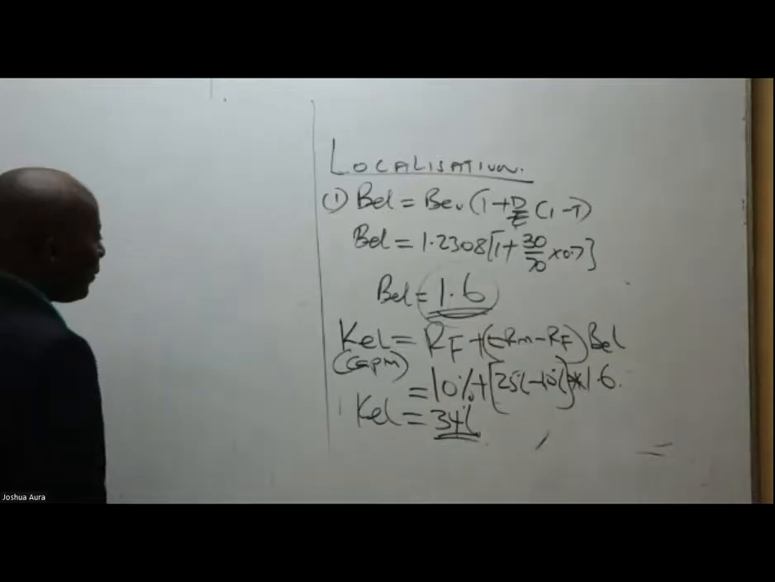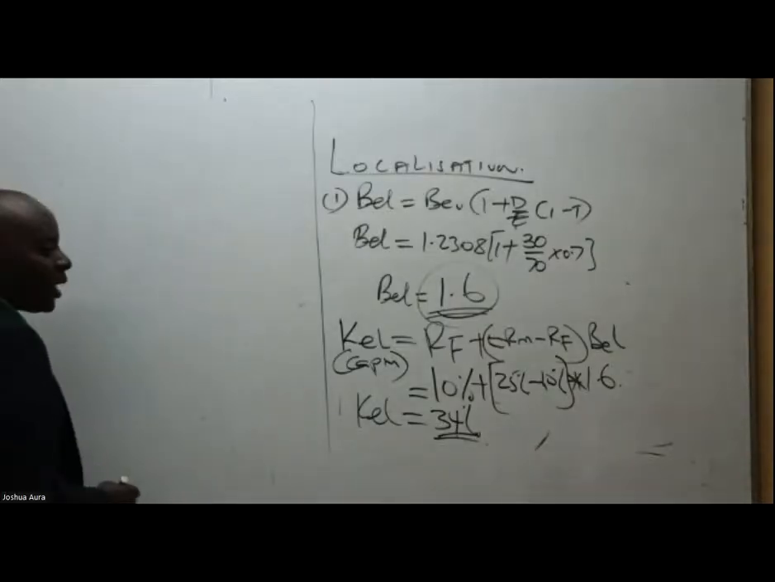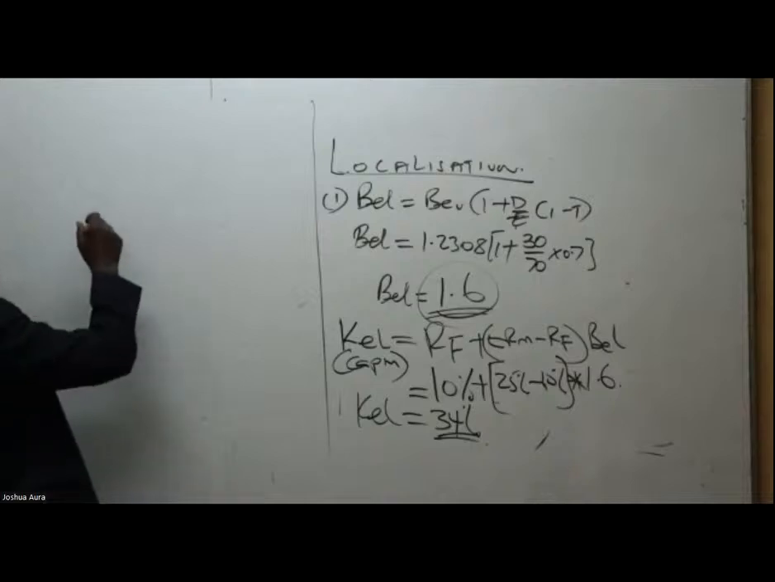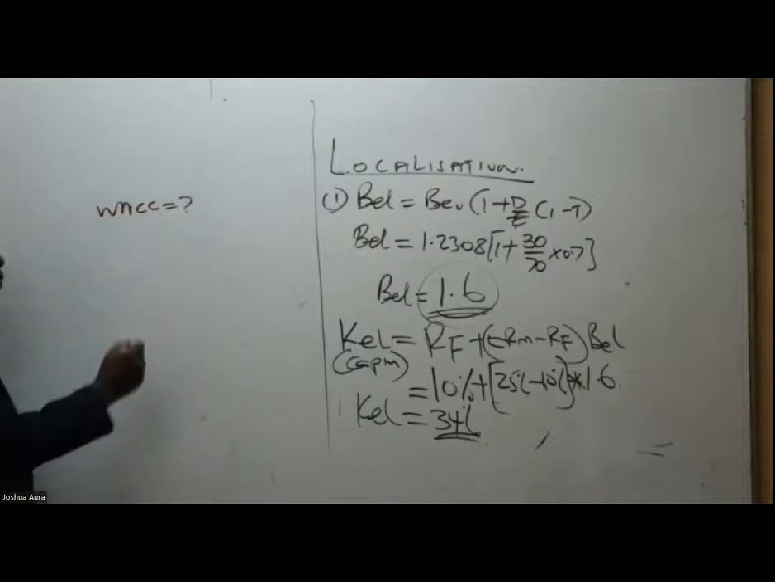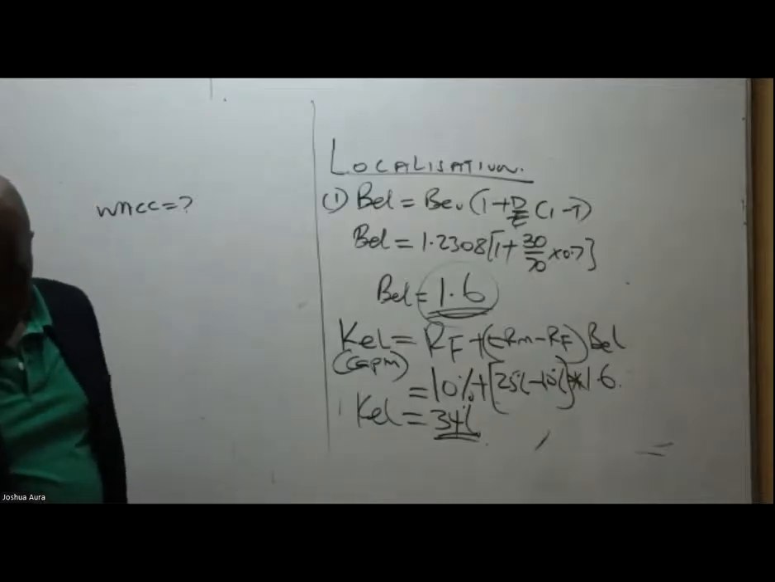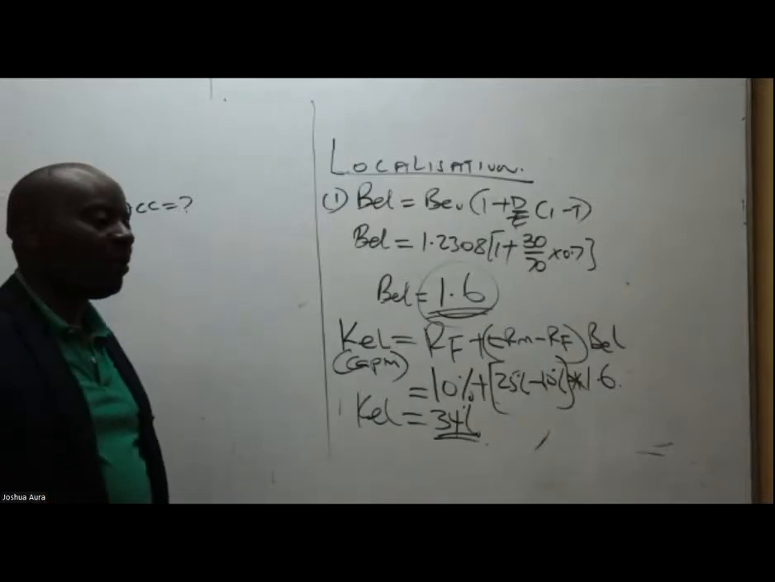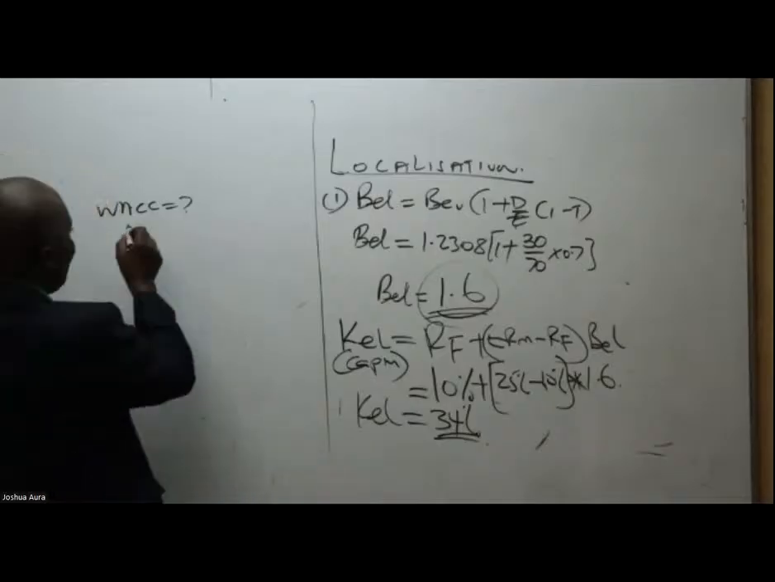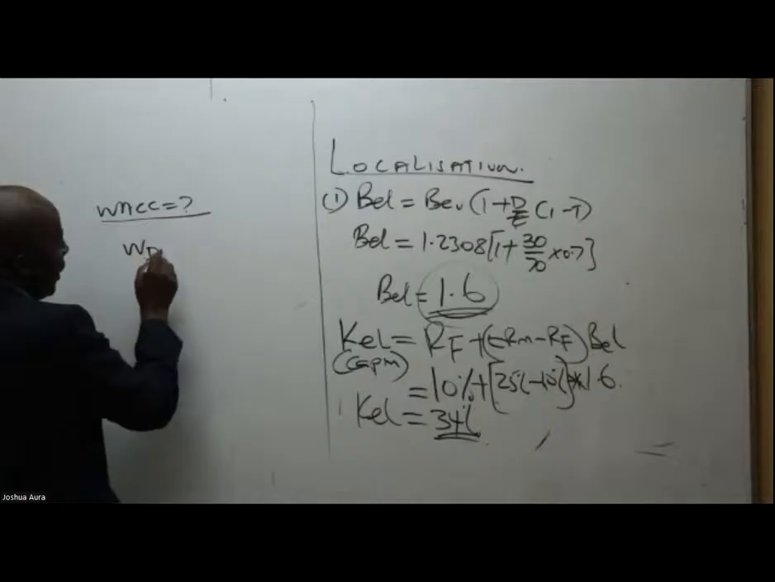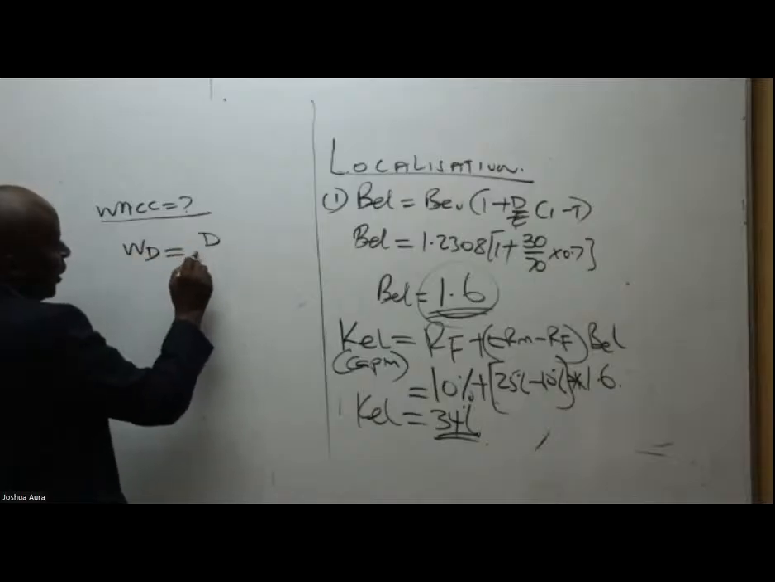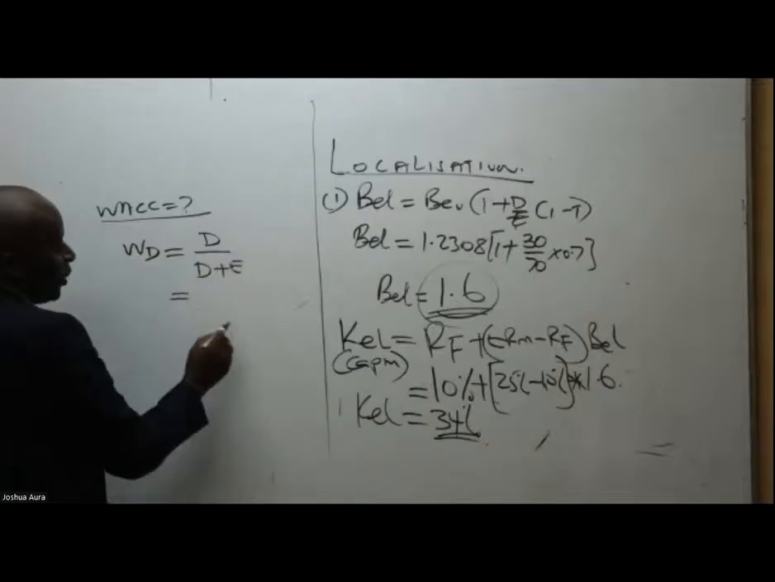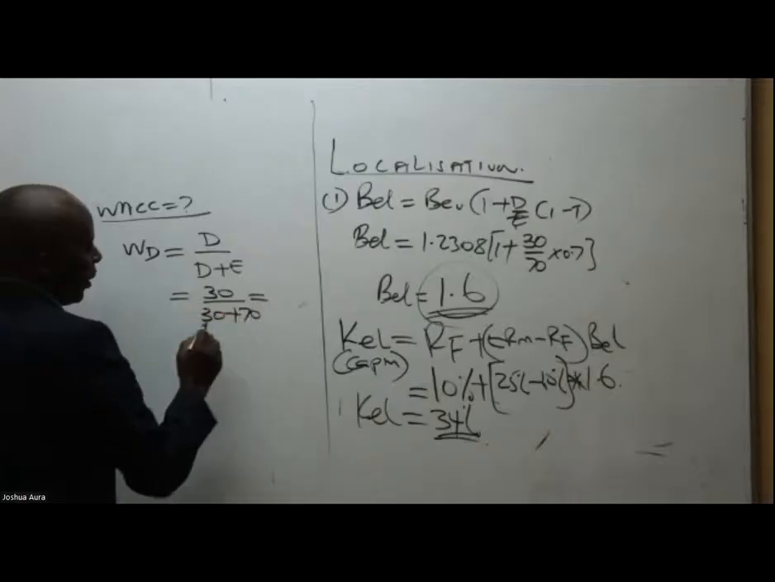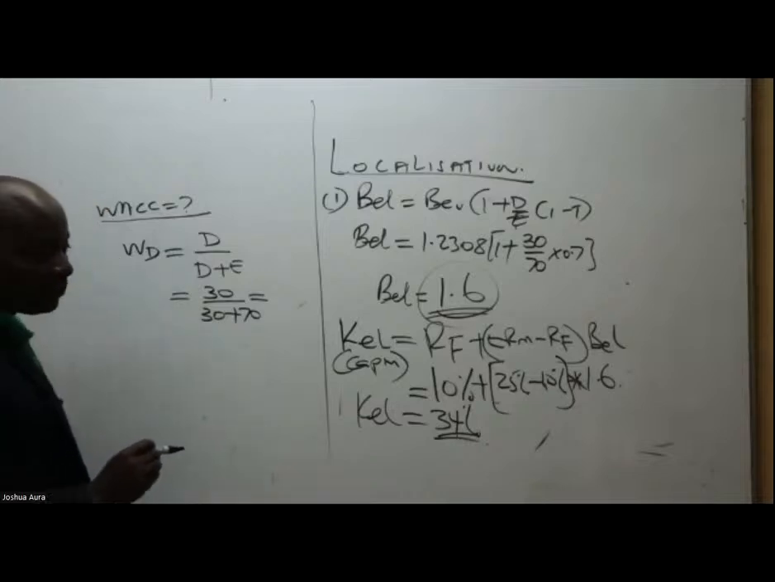Ladies and gentlemen, the moment I have the Ke there, I'll come here and calculate WACC, because if you read the question very well, it was about determining the suitable discounting rate. It's WACC. So for me to get this WACC, it will be good to get the weight of debt first. Weight of debt is debt over debt plus equity. The debt in this case is 30, all over 30 plus equity, which is 70. So this will give me what figure? The weight of debt will be 0.3.